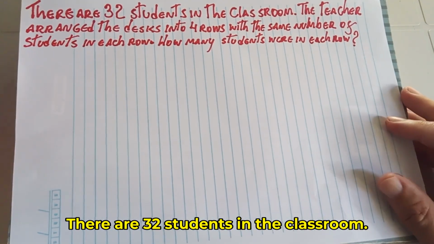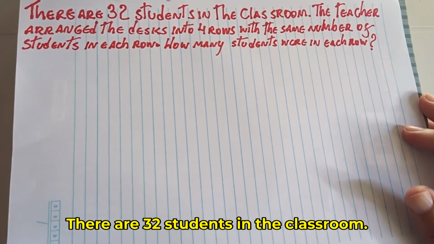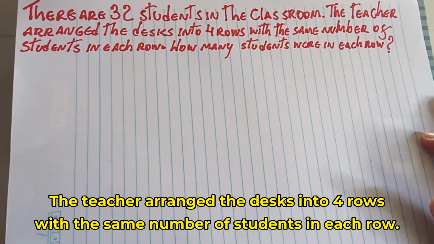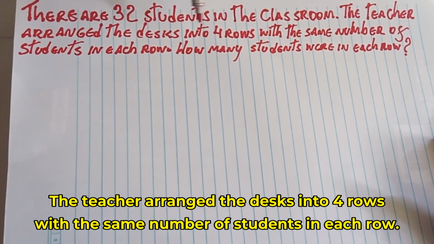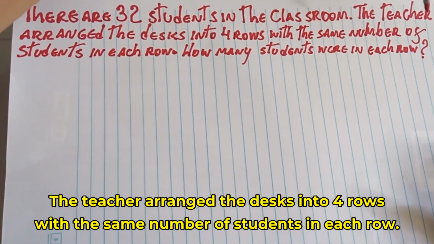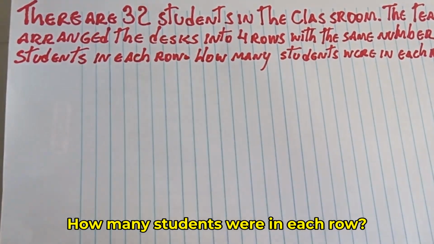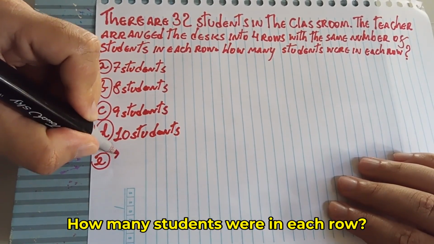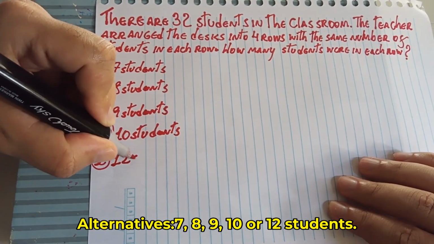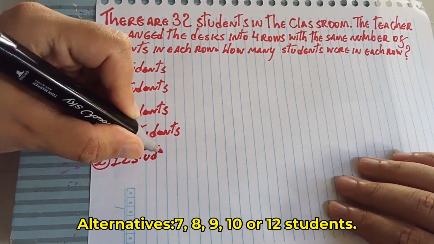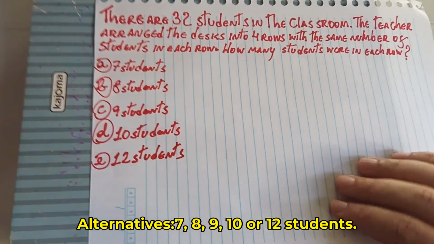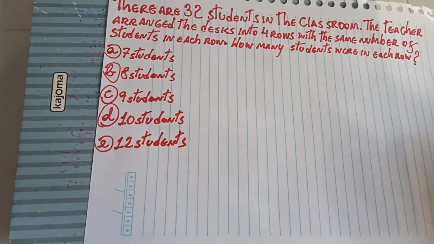There are 32 students in the classroom. The teacher arranged the desks into 4 rows, with the same number of students in each row. How many students were in each row? Alternatives: 7, 8, 9, 10, or 12 students.